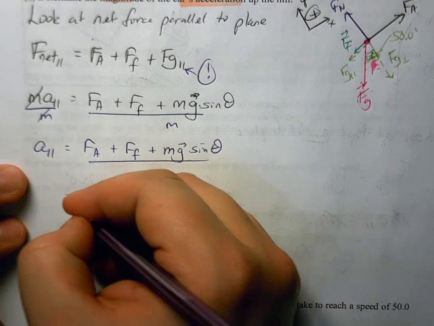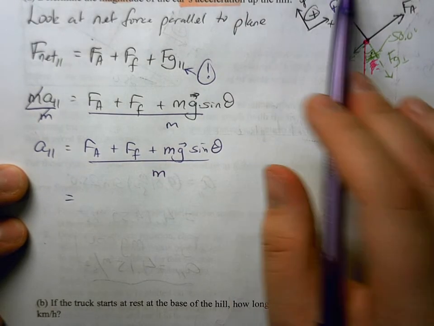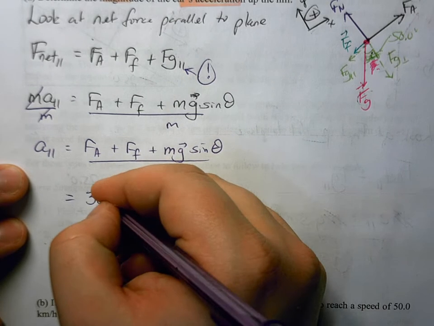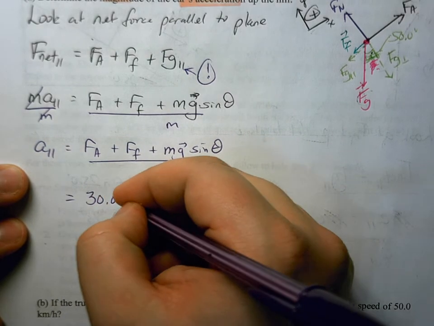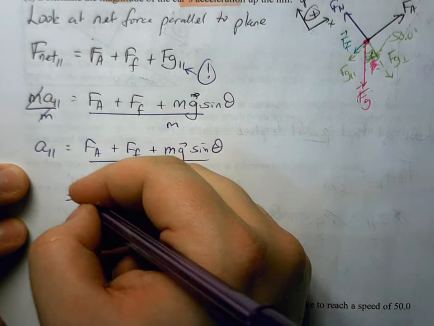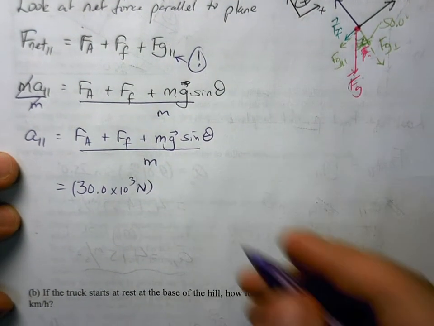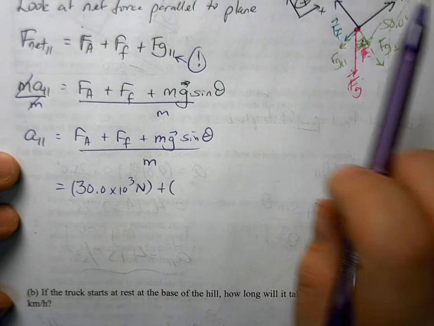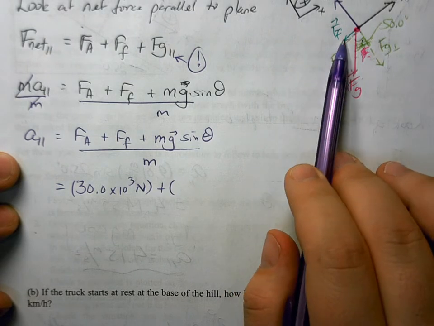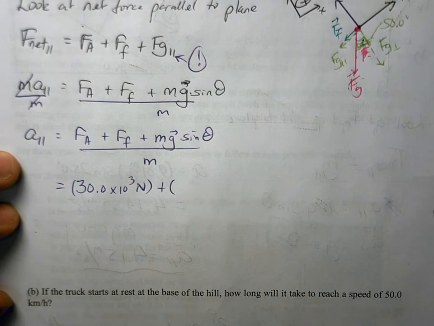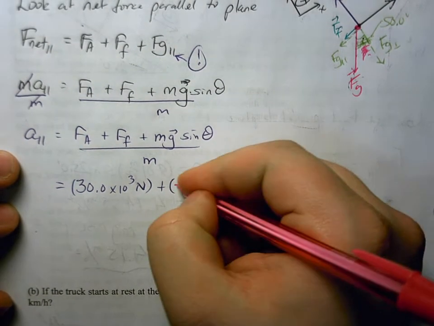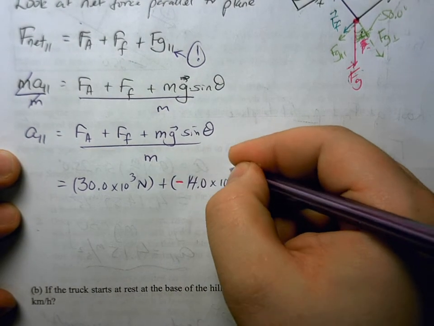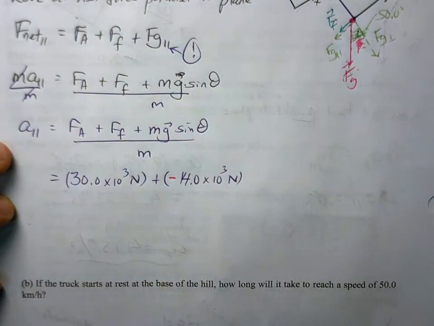Now, my applied force, it's up the plane. We've called up the plane positive. It's 30 kilonewtons. So we're going to have this 30.0 times 10 to the 3 newtons because we want this in newtons. We have this force of friction acting against us, so that has to go in as a negative since that's going down the plane, and we've called up the plane positive. So this is going to be minus 14 kilonewtons, or minus 14 times 10 to the 3 newtons.